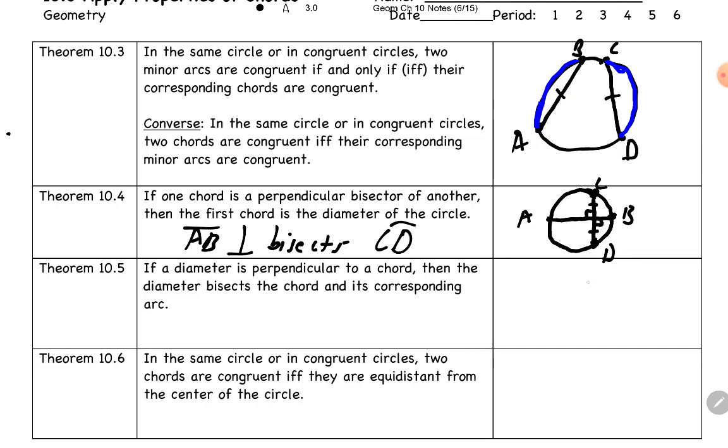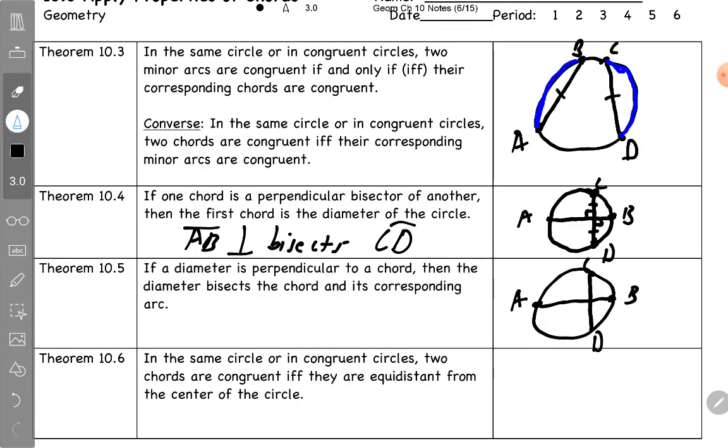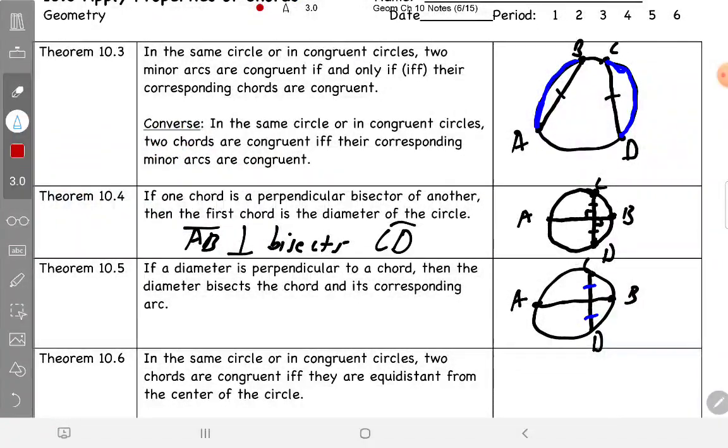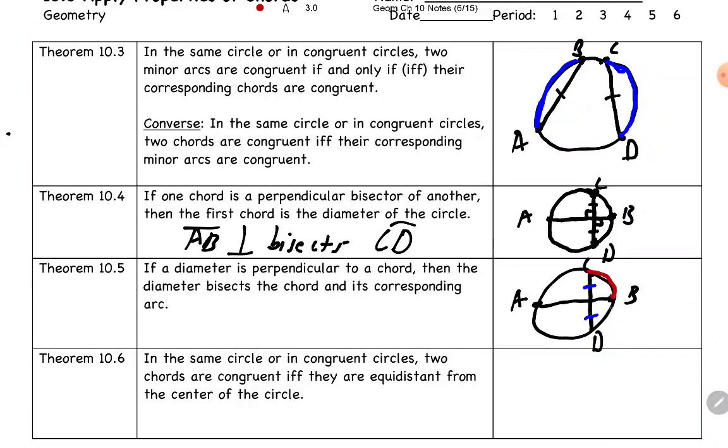Not only that, if a diameter, so here's the diameter, AB again, is perpendicular to chord CD, then the diameter bisects the chord, so split into two congruent pieces. And the arc gets split into two congruent pieces. So arc CB is congruent to arc BD.